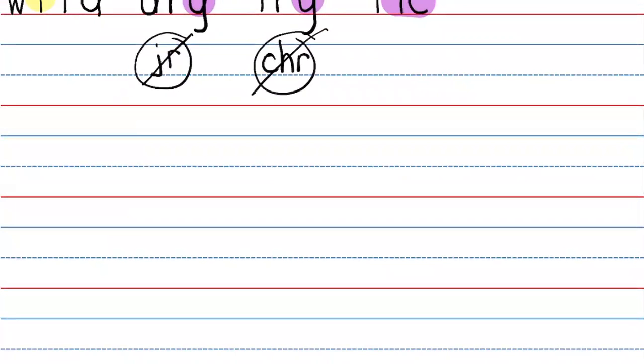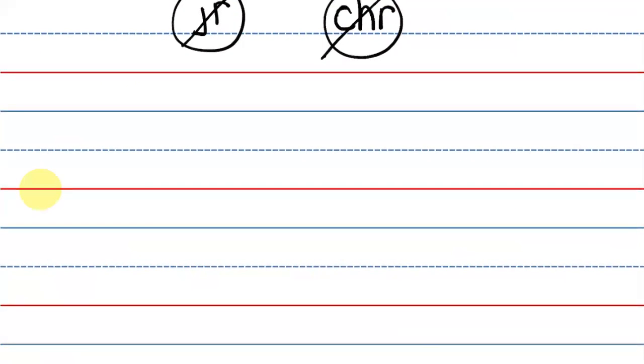Let's look at our bonus words. The word is hey. The sound A. Spelling A. We use the AY to spell the A sound. That's the most common way to spell A at the end of a word.